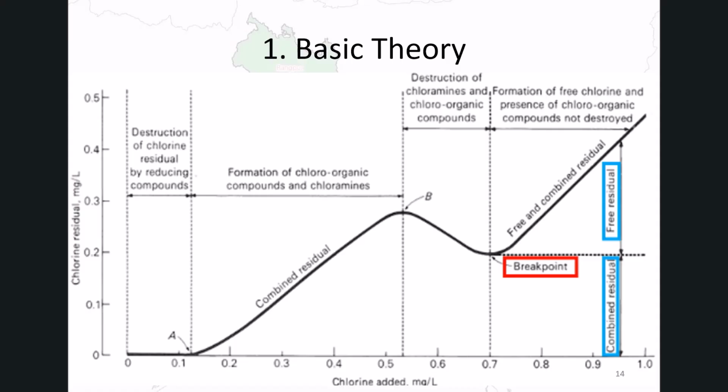Then, at the breakpoint, the combined chlorine is almost eliminated, and further addition of chlorine results in a rapid increase in free residual chlorine, which occurs above 0.7 milligrams per liter chlorine in the graph. This curve shows why understanding raw water quality is essential before deciding chlorine dosage. Without knowing where the system stands on this curve, operators may underdose chlorine.